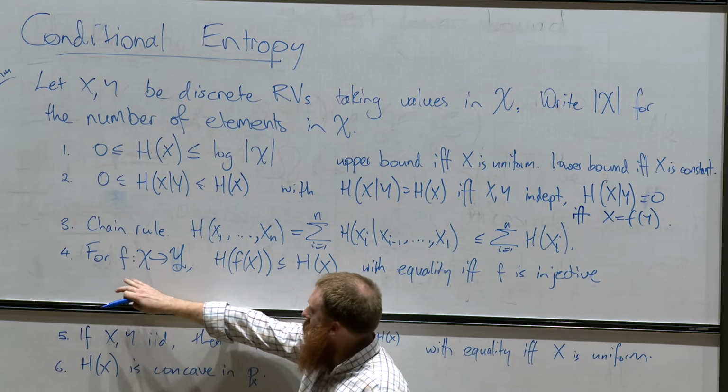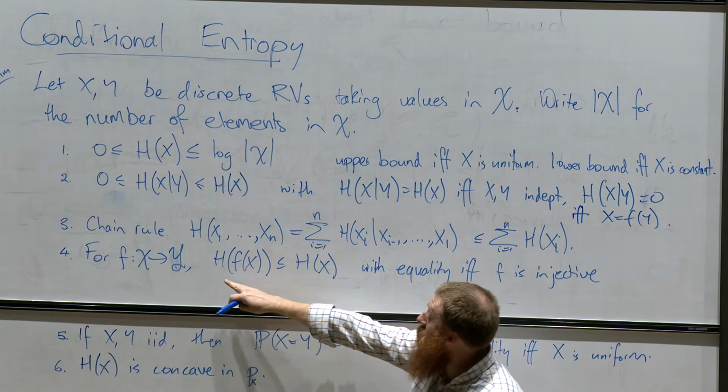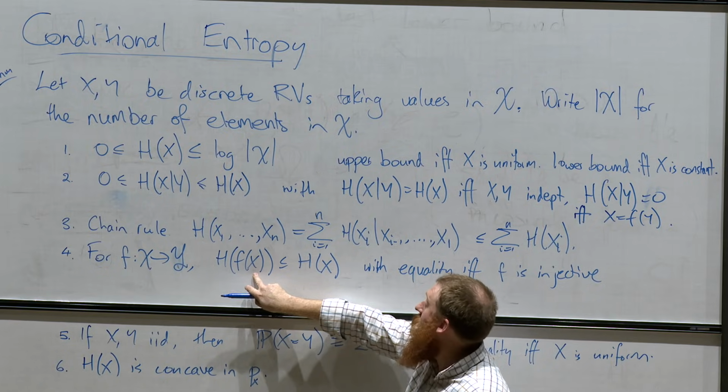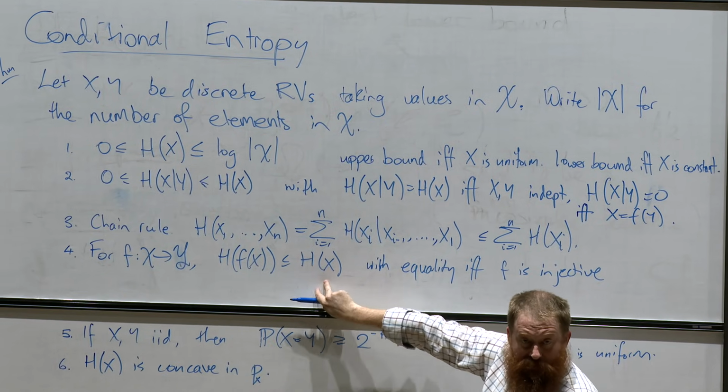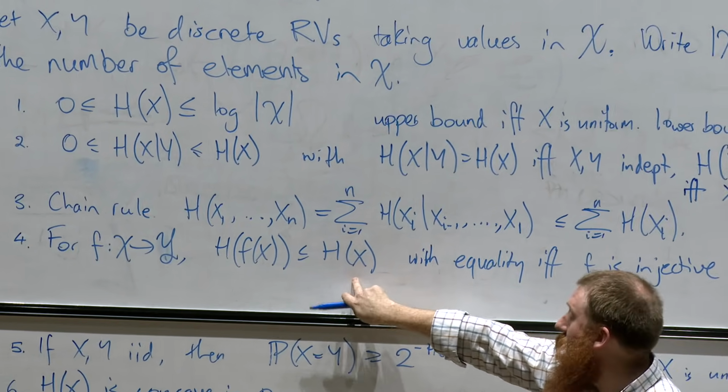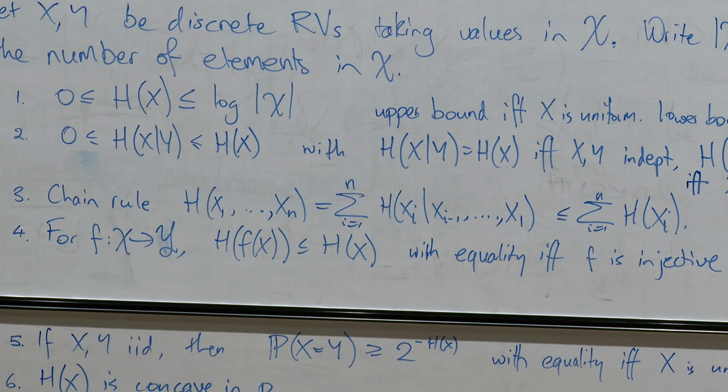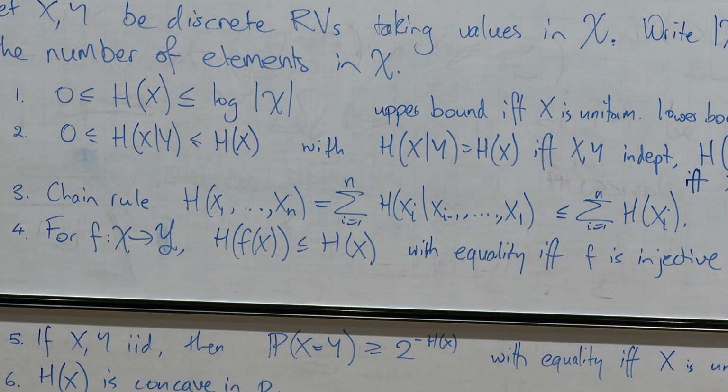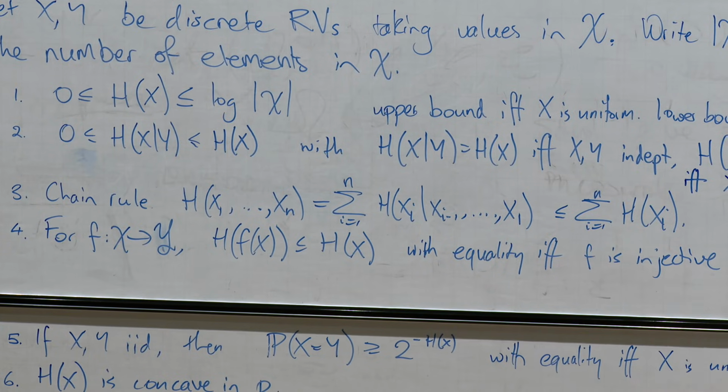Then if I have a function f taking X to Y, then the entropy of a function of X is less than or equal to the entropy of X. So you never gain information. This is the data processing inequality, now written in terms of entropy. And there's equality if and only if f is injective, or 1 to 1.